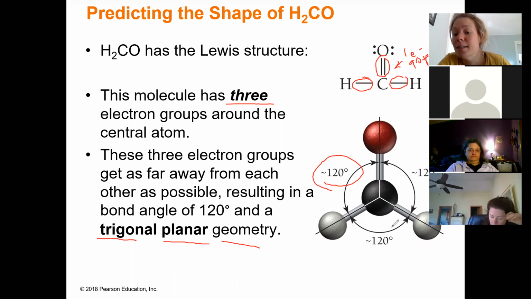Why is it planar? Because it is in fact flat. Okay, so it's flat like a pizza. So linear is also somewhat flat. I mean, it's kind of flat from all directions because it's only a line. But this makes up a 2-dimensional shape that's flat, and there's roughly 120 degrees.